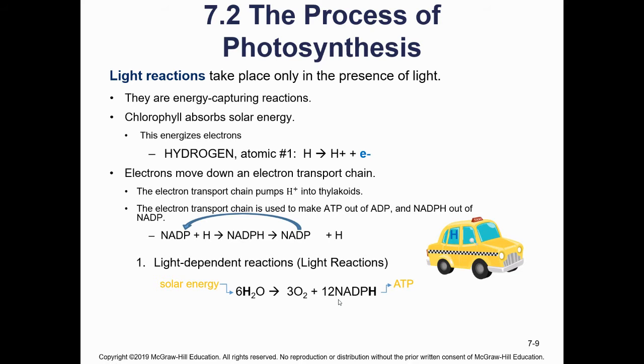So the light reactions, as I said, take place only in the presence of light. They do require light. They are energy capturing reactions. Chlorophyll is the pigment in those thylakoid membranes that absorbs solar energy. That energy excites the electrons that are circling. One of the things we're going to keep talking about, and you're going to hear a lot with photosynthesis and cell respiration, is that the electrons are energized. The electrons move. This is an oxidation reduction reaction: oxidation, loss of electrons; reduction, gain of electrons.